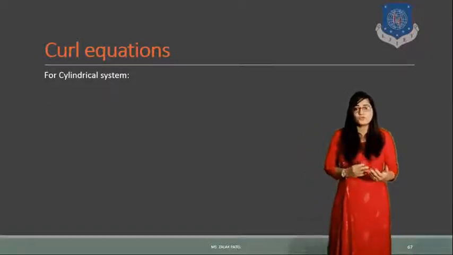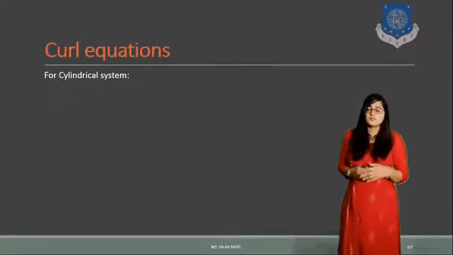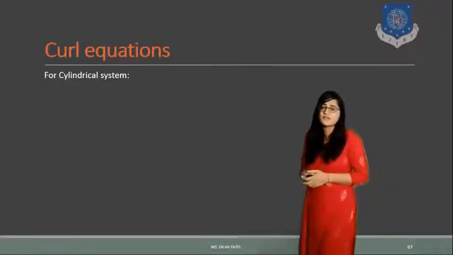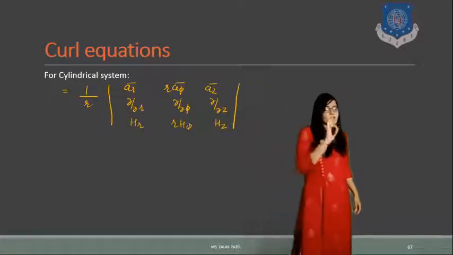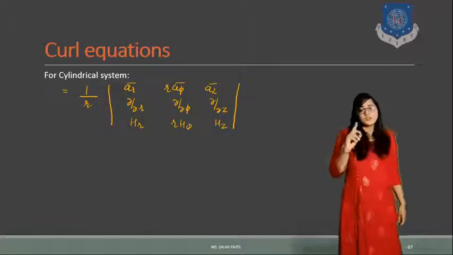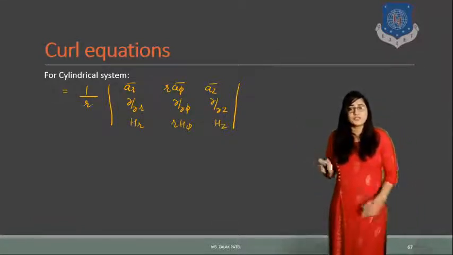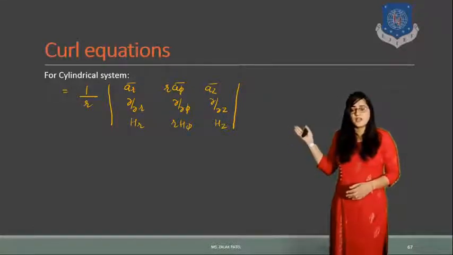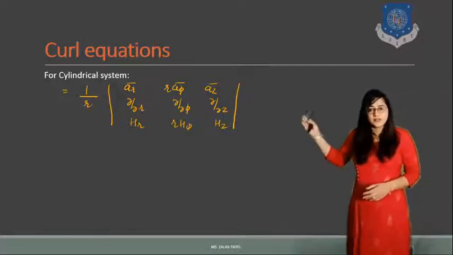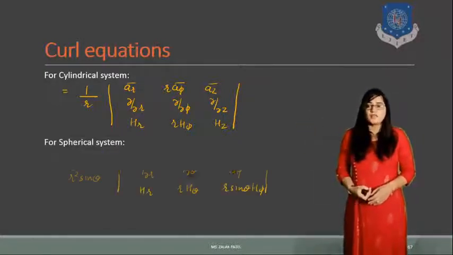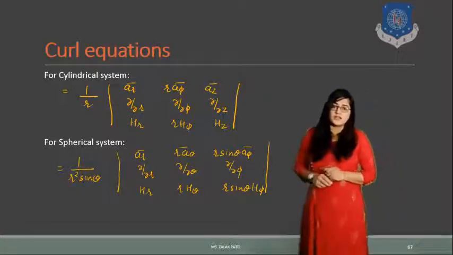Now if you want to write the equation for another coordinate system, the cylindrical system and the spherical system, then also you can write this equation like this. We have already seen this equation in unit number 1, but because we are going to use it in some examples, that's why I am repeating these terms. Del cross H can be written like this in cylindrical, and for spherical it is 1 upon r squared sin theta and the determinant term.